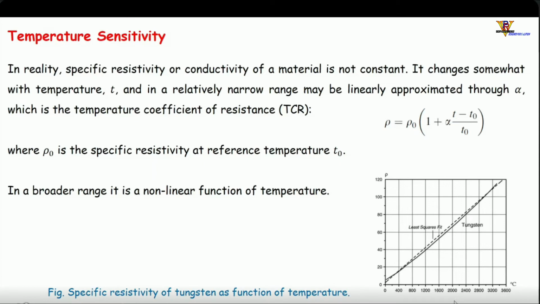So it can be expressed like alpha, then T square, alpha 1, then alpha 2. So rho can be expressed as rho naught plus alpha times (T minus T naught), let it be delta T. So we can express the resistivity rho as rho naught plus alpha times delta T plus alpha 1 times delta T square plus alpha 2 times delta T cube, etc. So that can be approximated by a nonlinear expression in a broader range.